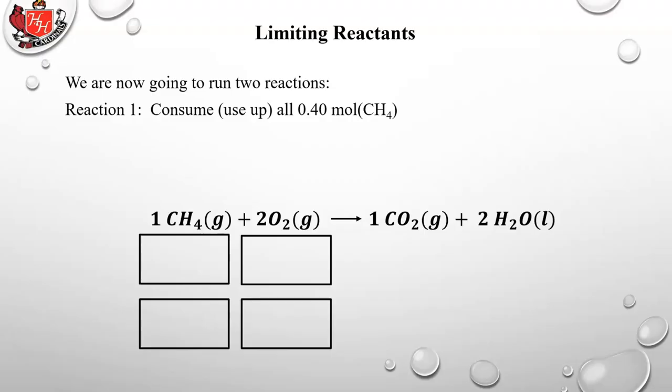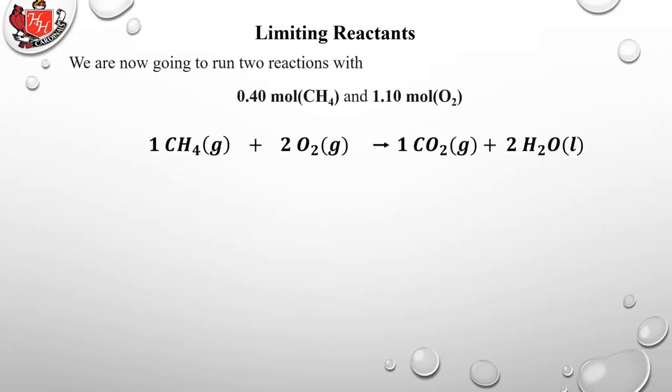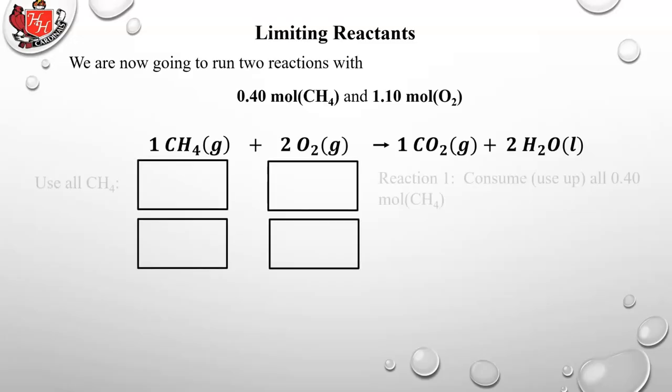Reaction 1 uses up all the 0.4 moles of CH4. Reaction 2 consumes all the 1.1 moles of O2. That's what we calculated we had. And we set 2 rows of boxes below the reactants to run each reaction. So in the first set of boxes, that's the reaction where we're going to use all the CH4. In the second, we're going to use all of the moles of O2. So there we go, that's what we have.